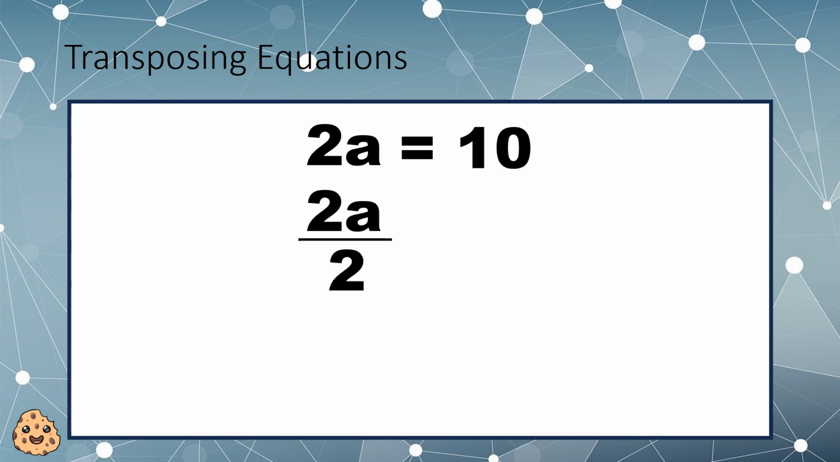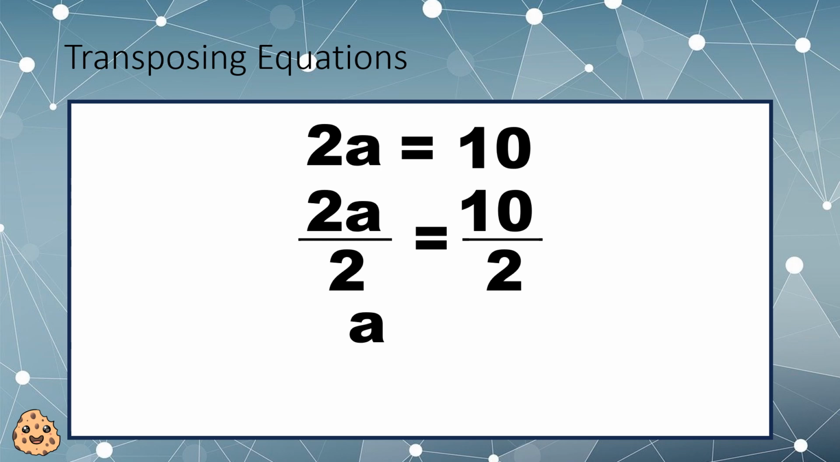Again, 2 divided by 2 gives us 1, or 1a, which is the same as just having a. So again, we have cancelled out that coefficient. That core rule is still in place, however, and we must make sure that whatever we do to the left, we do to the right. I know I'm repeating that rule a lot, but that is the crucial step in transposing algebraic equations.